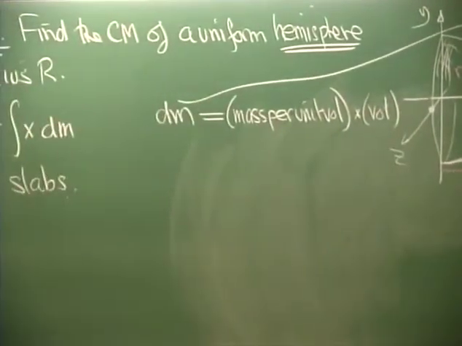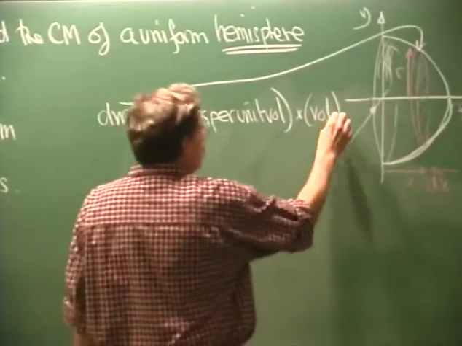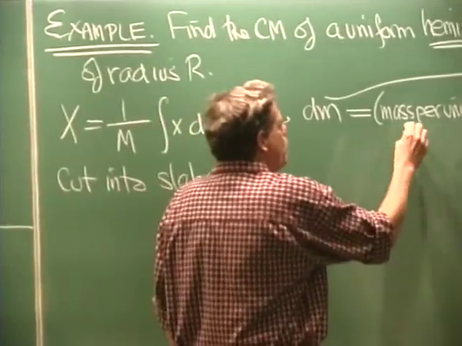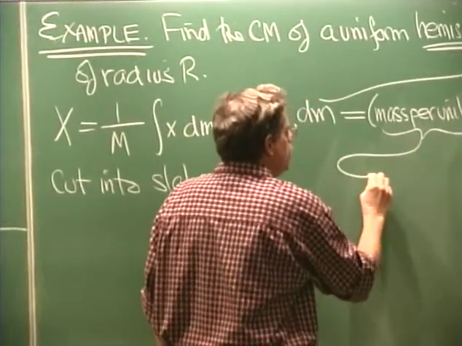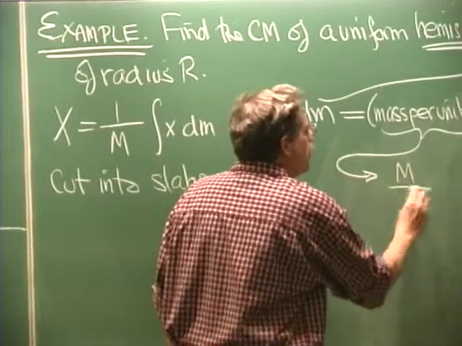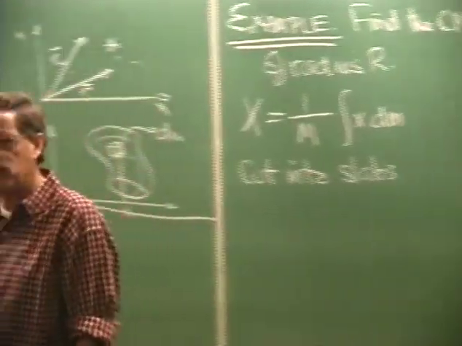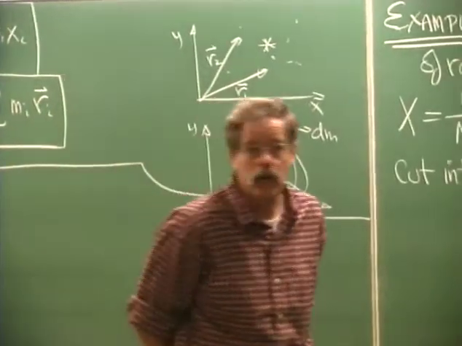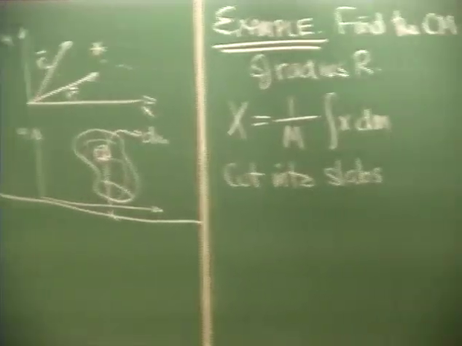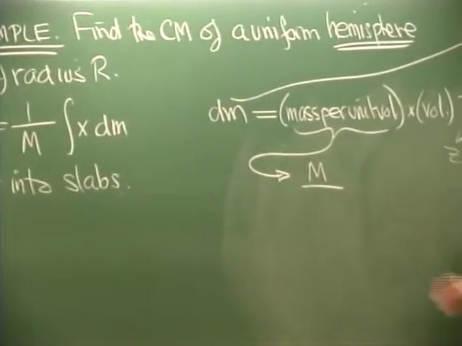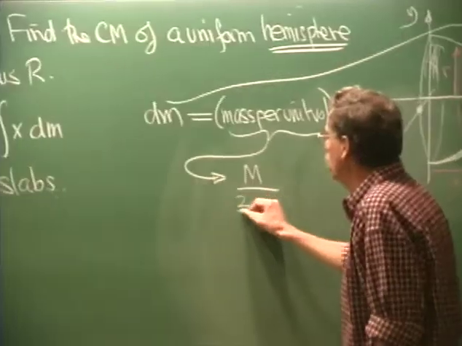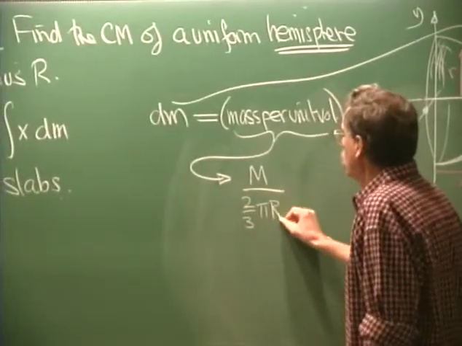So let's figure out what those two terms are. What is the mass per unit volume for this hemisphere? Mass per unit volume would be the total mass of the whole thing divided by the volume of the hemisphere. Anybody know what the volume of, well, how about a sphere? Do you know what the volume of a sphere is? 4/3 pi r cubed, very good. But this is only a hemisphere, so it's half that, so it's 2/3 pi r cubed.